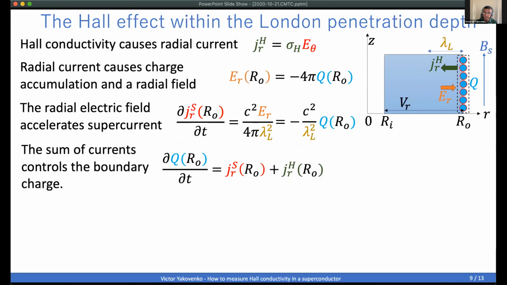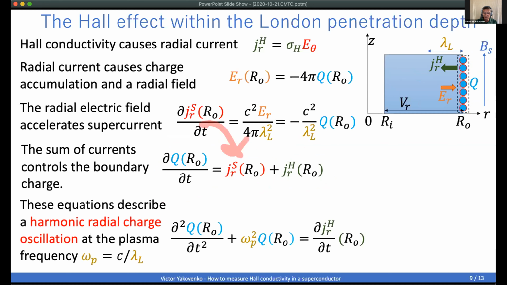If you collect all these equations and substitute, we get a second order differential equation, which is nothing but plasma frequency oscillations. If you don't have any Hall conductivity, forget about any Hall currents. If you simply produce some charge here, the charge will oscillate with the plasma frequency, because a superconductor is a very good metal, so it has plasma oscillations. If there is excess charge here, we just oscillate with the plasma frequency. That is the homogeneous equation.